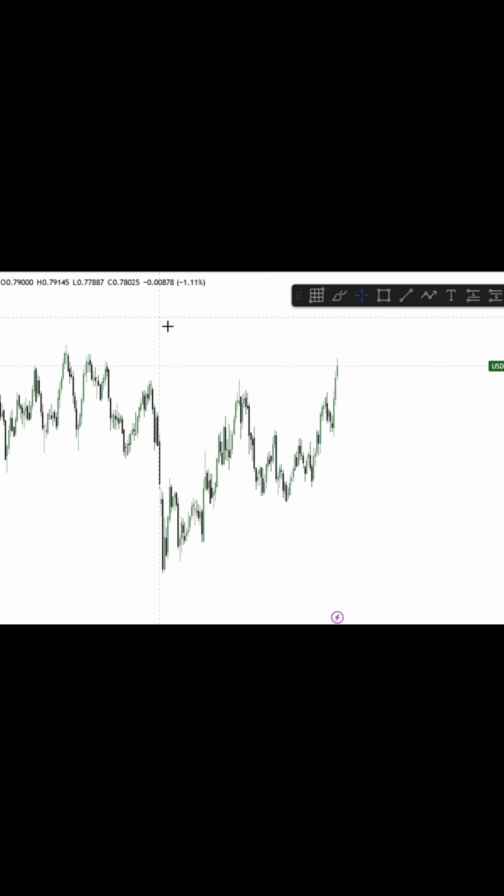And for the final updates of today, we've got USD Swiss, USD Yen, and USD CAD. Starting off with USD Swiss on the daily time frame, we can see that we've had our break of structure towards the downside. This is our current swing high, and this is our current swing low.